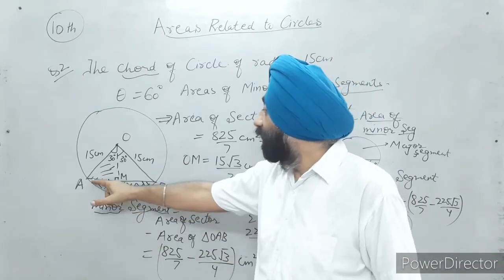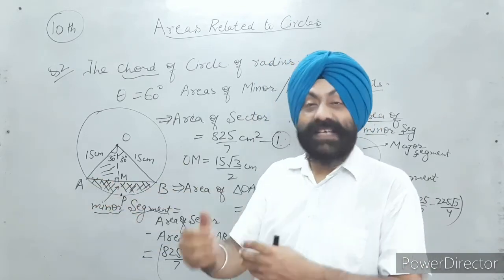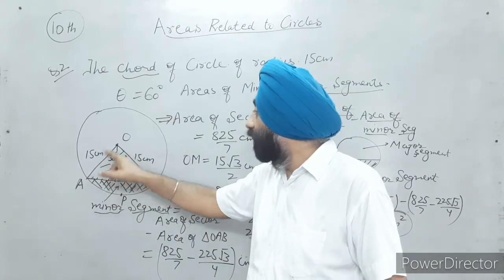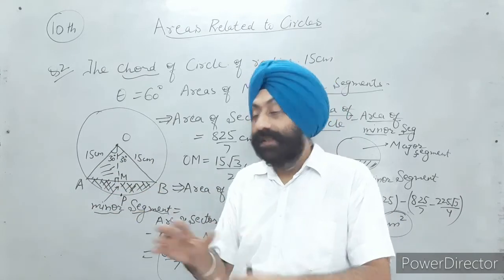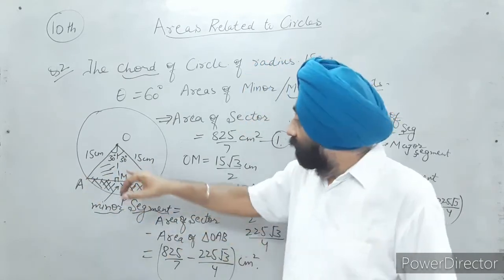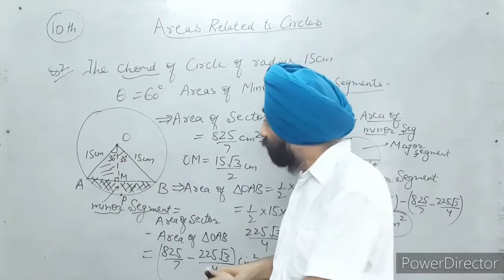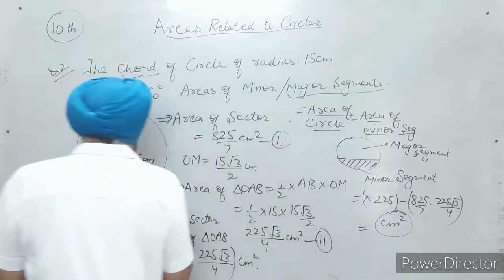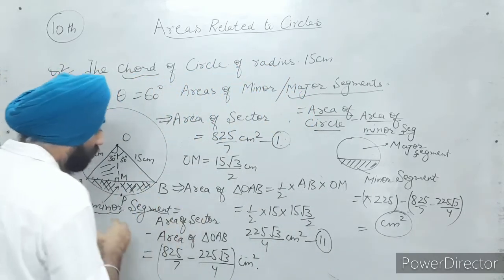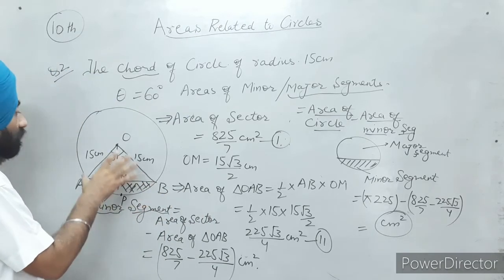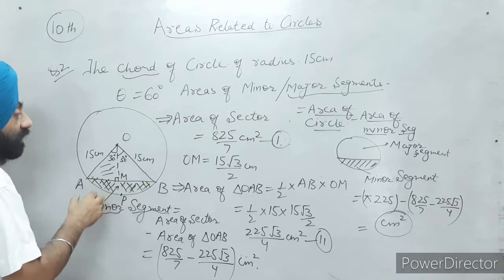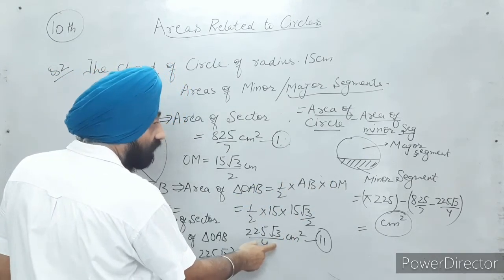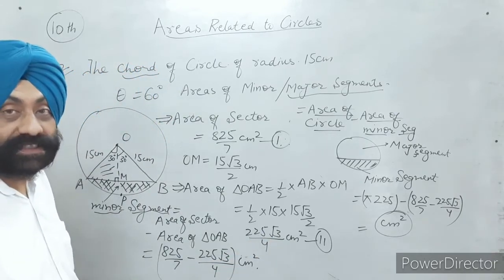Which means AM is half of AB, or we can say AB is twice of AM. And these two angles, this angle AOM and BOM, they are equal. That is 30 degrees. Then use trigonometric ratios to calculate AM and OM. Once you get AM, I have AB is twice of AM. I calculated AB then. I have the height, I have the base, then area of the triangle is half base into height. Calculated, it comes out to be 225 root 3 by 4 centimeter square.